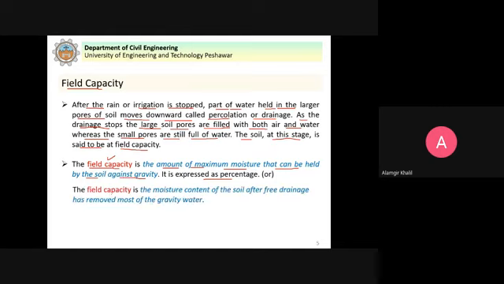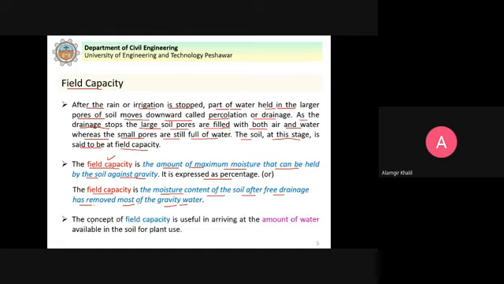Or the field capacity is the moisture content of the soil after free drainage has removed most of the gravity water. So it is that moisture content of the soil after free drainage, that is due to gravity, has removed most of the gravity water.